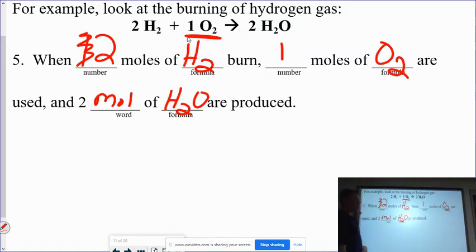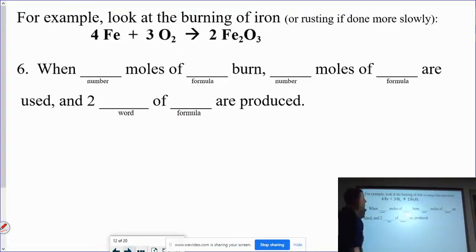Again, pause the video at any point in time if you need to look at something a little longer, rather than just going at the speed that I am going at. When blank moles of blank burn, so what's burning here? This is what's burning. So go ahead and try to solve this, and then pause the video to do that, and then start the video back up.